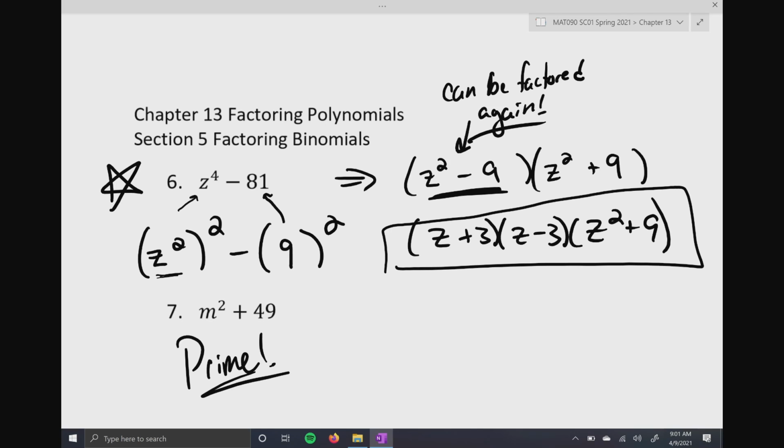It's prime. Now, if you have 2 terms, and it's perfect cubes, meaning x to the third, we didn't do that yet, but here's the formulas. There's a formula for the difference of cubes, a cubed minus b cubed, that's the formula. And then there's a formula for the sum of cubes, a to the third plus b to the third. We're going to go over that on Monday.